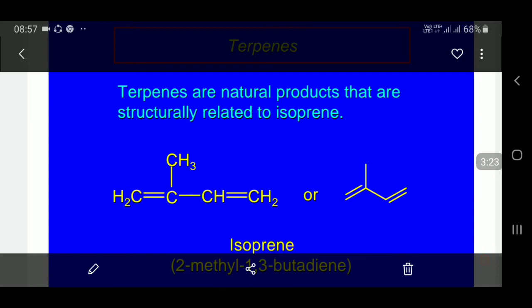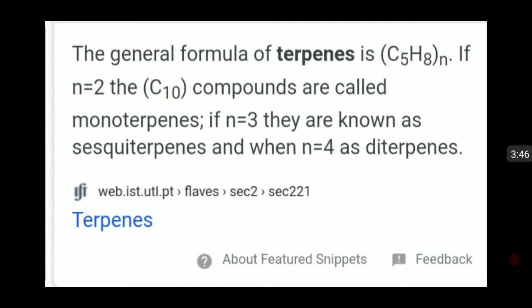Another class of compounds belonging to the derived lipids are terpenes, and terpenes are natural products that are structurally related to isoprene. So here you can see the structure of the isoprene unit with alternating single and double bonds. The general formula of terpenes is C5H8 repeated a number of times. If n is equal to 2, the compounds are called monoterpenes. If n is equal to 3, they are known as sesquiterpenes. And when n is equal to 4, they are known as diterpenes.